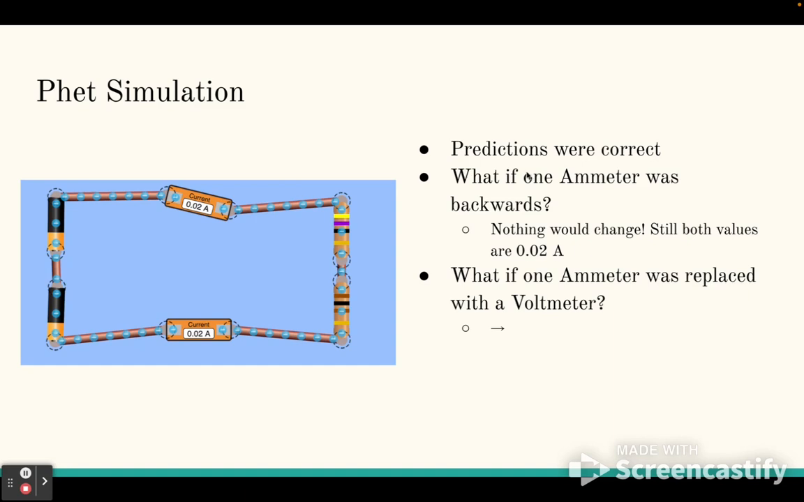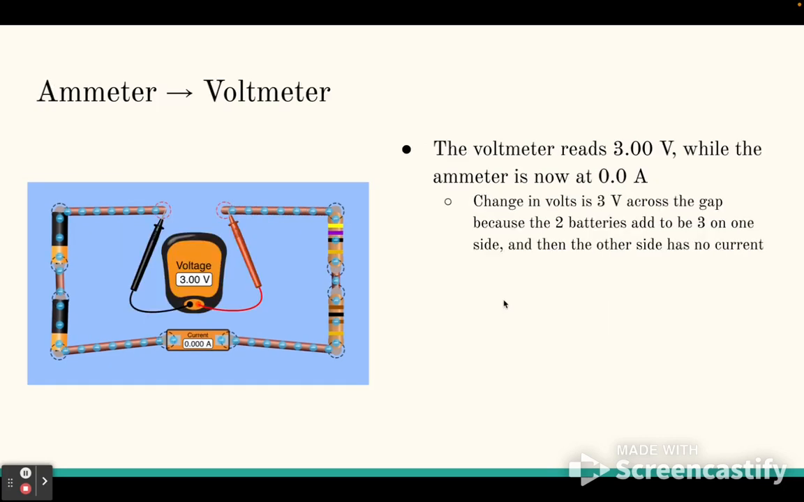So what if one of the ammeters was backwards? I tried this, I don't have a picture of it, but nothing would change. Both values are still 0.02 amps. What if one ammeter was replaced with a voltmeter? That's on the next slide. The voltmeter now reads 3, while the ammeter is now at 0.